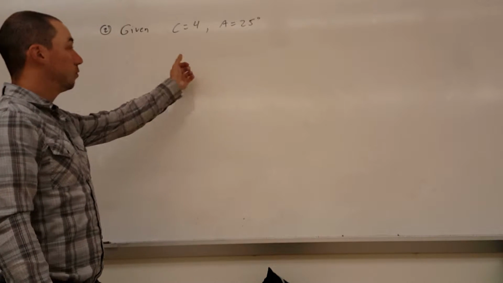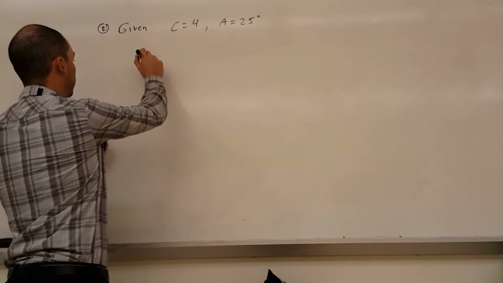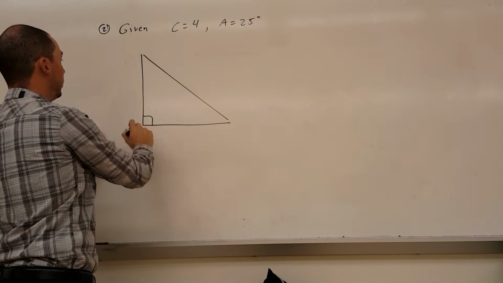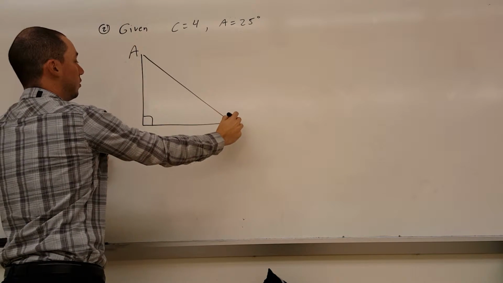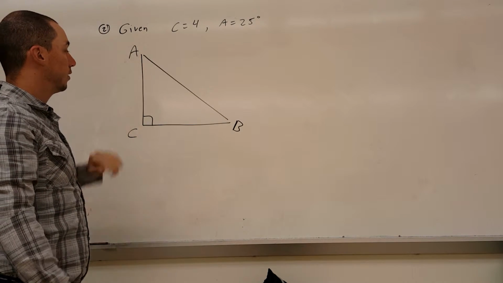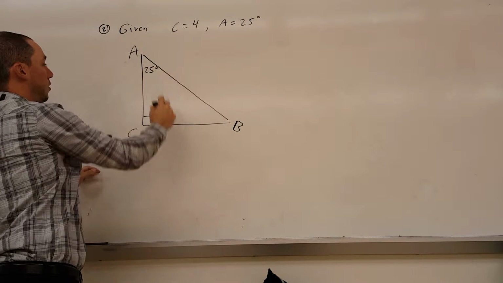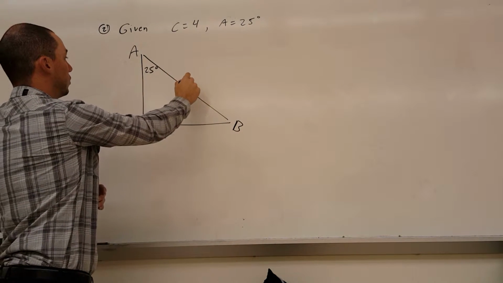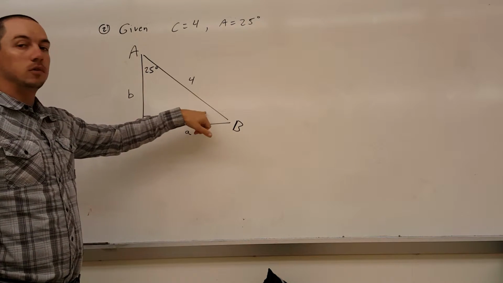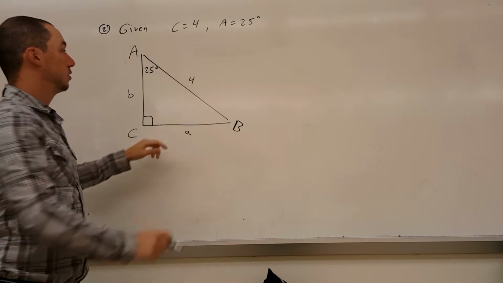Next one here, the same thing. We're given two pieces of information. We're going to solve the triangle. So I'm going to draw my triangle. Right angle C. Let's call this A and B. Now, this one doesn't have to be A, this one could be A, it doesn't matter, but I usually write it like that. 25 degrees for A. c is 4. This is little a, this is little b. Oh, I know these angles are complementary, they add to 90. So 90 minus 25, that'd be 65.